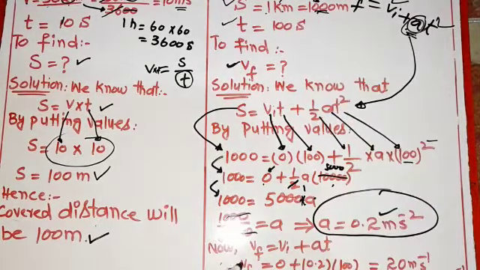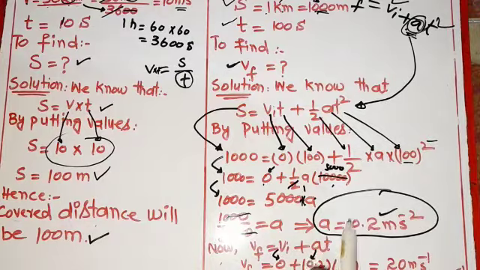So by using the first equation of motion, which is Vf is equal to Vi plus At, by putting the values of initial velocity, acceleration and time, as we know that the initial velocity is 0 meter per second and the acceleration is 0.2 meter per second square, the time required is 100 seconds. We will multiply 100 with 0.2, the answer will be 20 meter per second. Hence the final velocity of that train will be 20 meter per second.